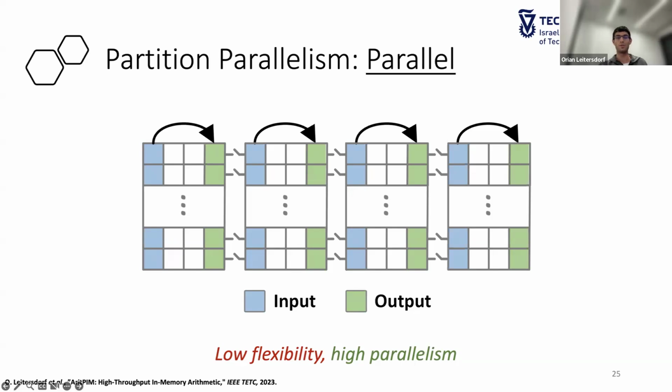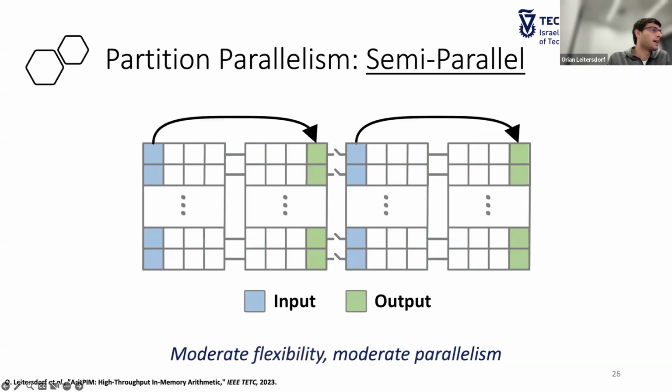We have to constrain it to these partitions. You have to have all of your inputs and outputs in the same partition for this to work. Now, an interesting case is what happens when you do semi-parallelism. You connect some partitions, you disconnect others. And this is going to give us a trade-off between the two of them, and it's going to make it possible to both have moderate parallelism and also have some flexibility. You're not going to be constrained to within a single partition.